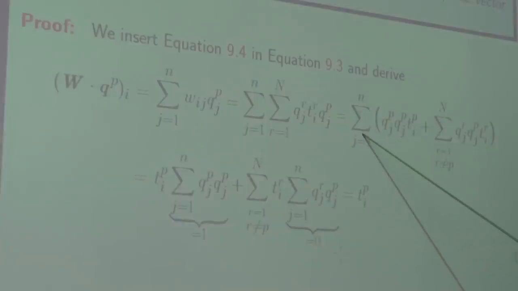Okay, let's look at this first sum here. Here we can see that this TPI does not depend on the index J, so we can pull it in front of the sum. That's what we have here. And now if we look at the rest of this sum, then what we have left is QJ times QJ. And this product here is equal to 1.